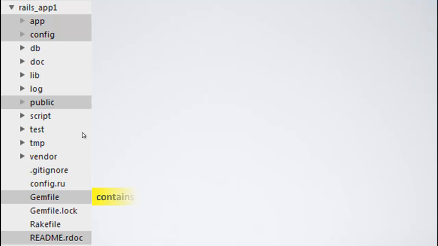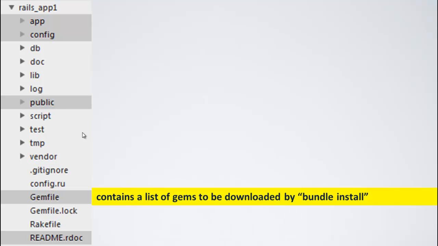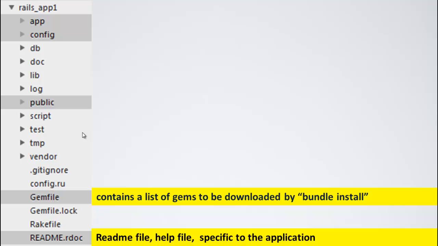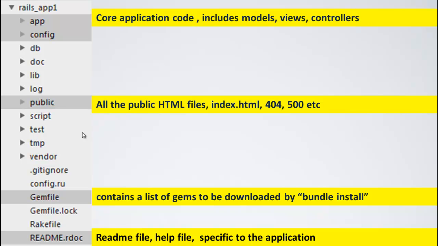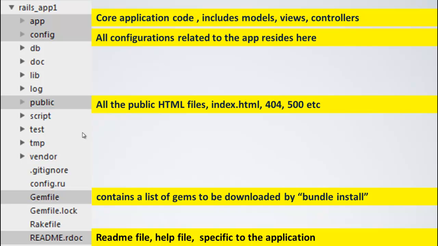Now let us do a brief summary. Gemfile contains a list of gems to be downloaded by bundle install. README.rdoc is a README file for the app, and the public directory contains public HTML files like index.html, 404.html, and 500.html. The app directory contains the core application code, including models, views, and controllers. We will learn about models, views, and controllers a little while later in the module. The config directory contains all the configurations related to the app. We'll learn about config also in a very short while.